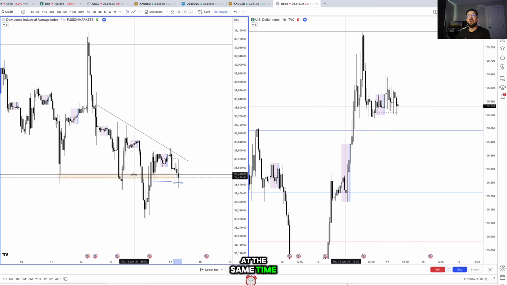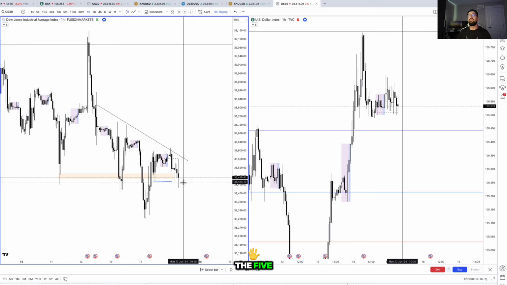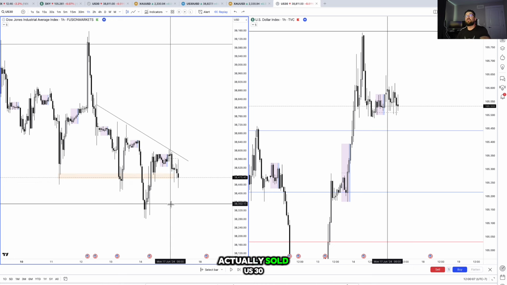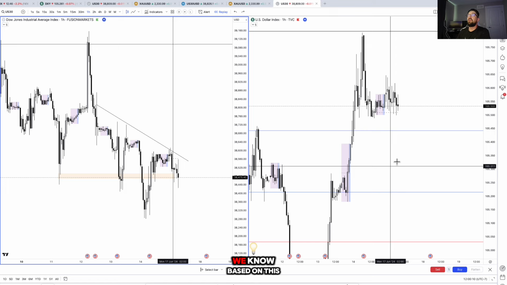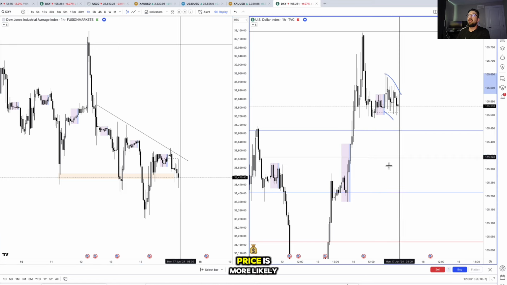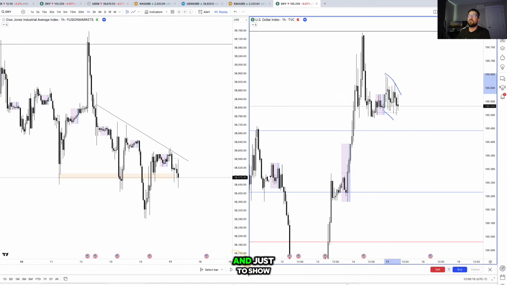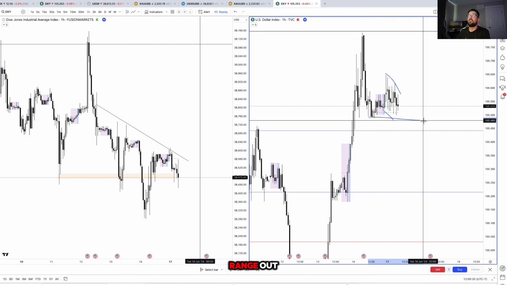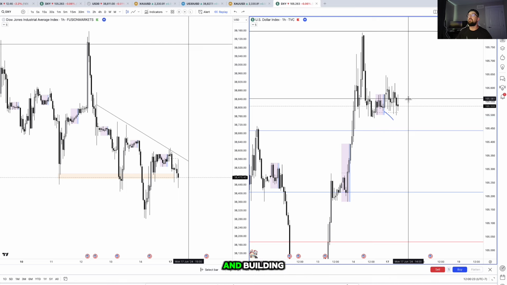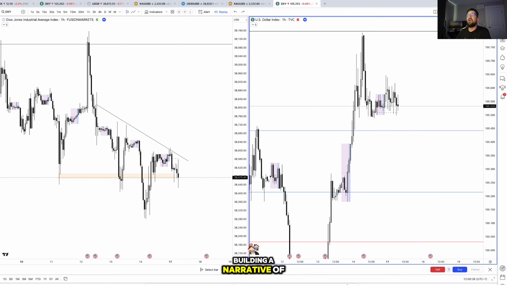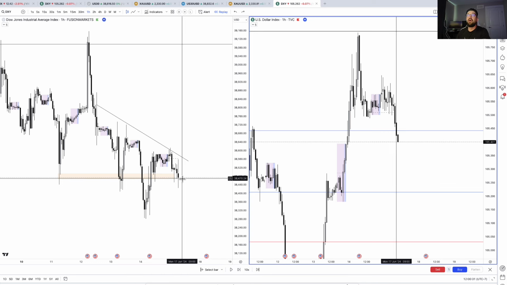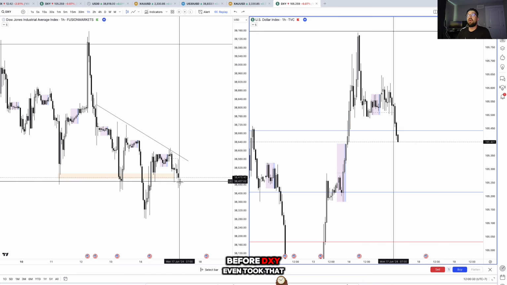At the same time, there's probably guys on the 5 and the 15 minute that are probably thinking there's a break and retest and they can just continue riding this and go down. So majority of retail actually sold US30. We know based on this, price is more likely to induce and go down. And just to show you, by the way, I took this long before DXY took this range out. This was just on anticipation and building a narrative of what DXY was likely to do. So then DXY just melted.